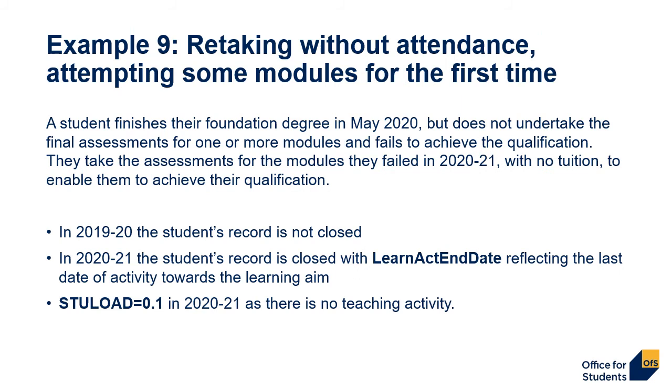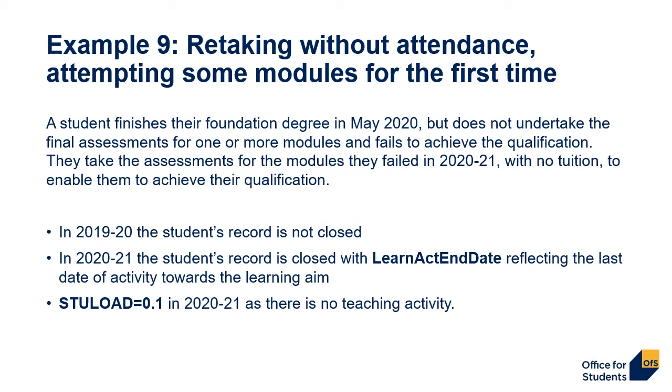Further example is retaking without attendance and attempting some modules for the first time. A student finishes their foundation degree but does not undertake the final assessments for one or more modules and fails to achieve the qualification. They take the assessments for the modules they failed in 2021 with no tuition to enable them to achieve their qualification.